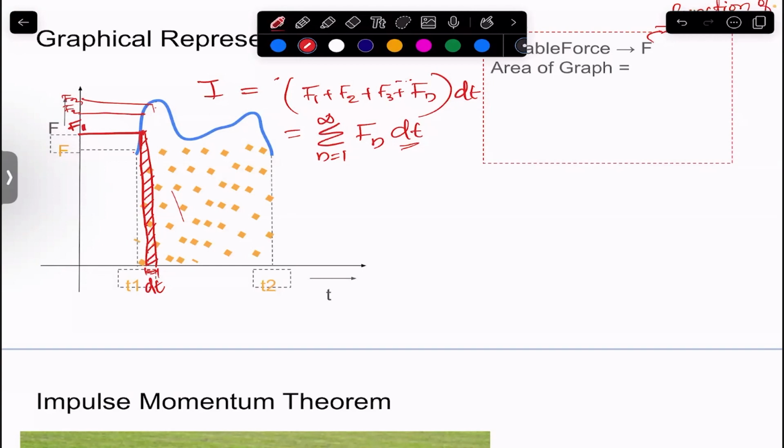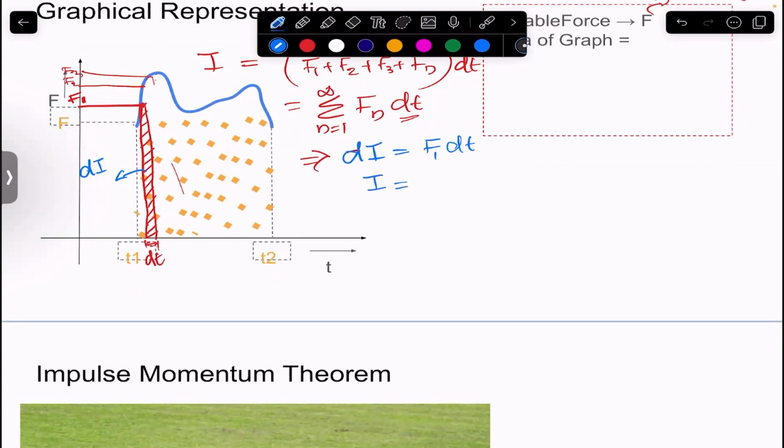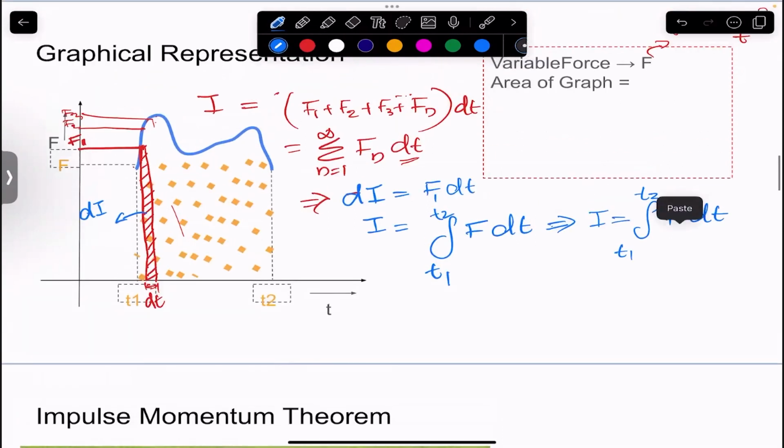because every point in this curve we are taking for calculating the impulse. There are an infinite number of points in this curve. Now, for this one small rectangle, the area under this shaded portion will give you dI. So dI is equal to F1 times dt. Now, to find I, we will integrate F from T1 to T2. So that is how you find the impulse under variable force: I equals the integral from T1 to T2 of F dt. This will be a function of time, and you are integrating with respect to time. Then you will find the impulse.